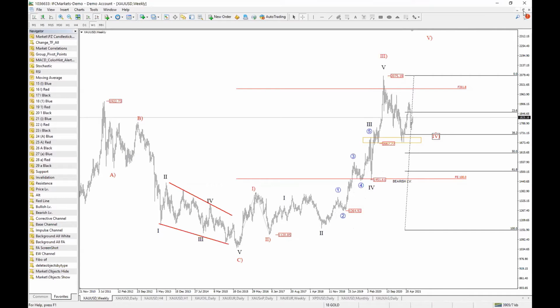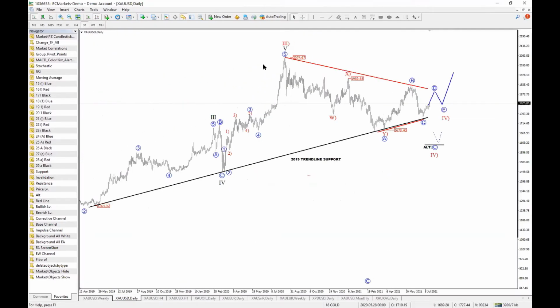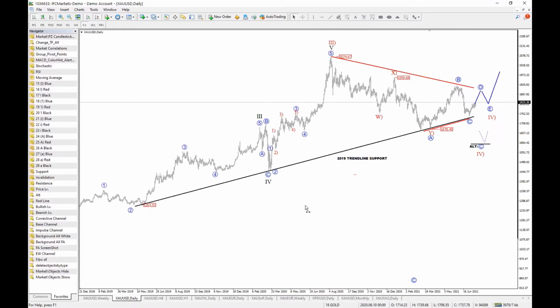More importantly, we have seen this drop on the daily chart, the first leg here, a very complex one, definitely not an impulse. So it's a correction. Now the only question is whether it's part of a deep correction that can take us maybe towards 1600, or is this going to be a triangle? And so far I'm still favoring a triangle, and the first reason why is because we are holding this 2009 trend line support.